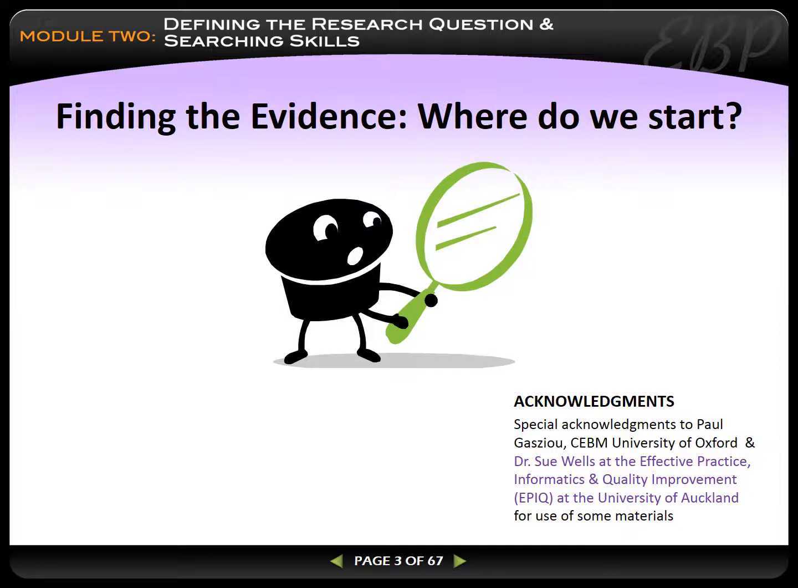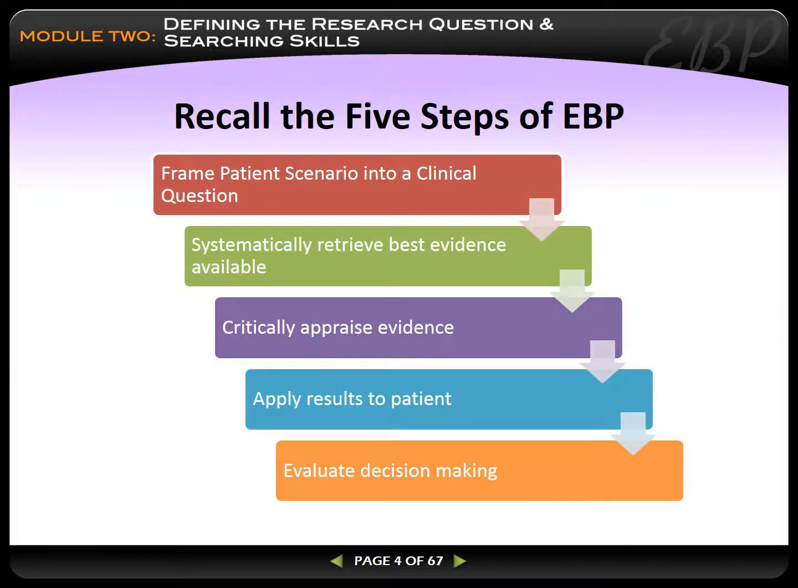Finding the evidence, where do we start? Think back to the 5 steps of evidence-based practice. We have framed a patient scenario into a clinical question, and now we're going to systematically retrieve the best evidence available to us.